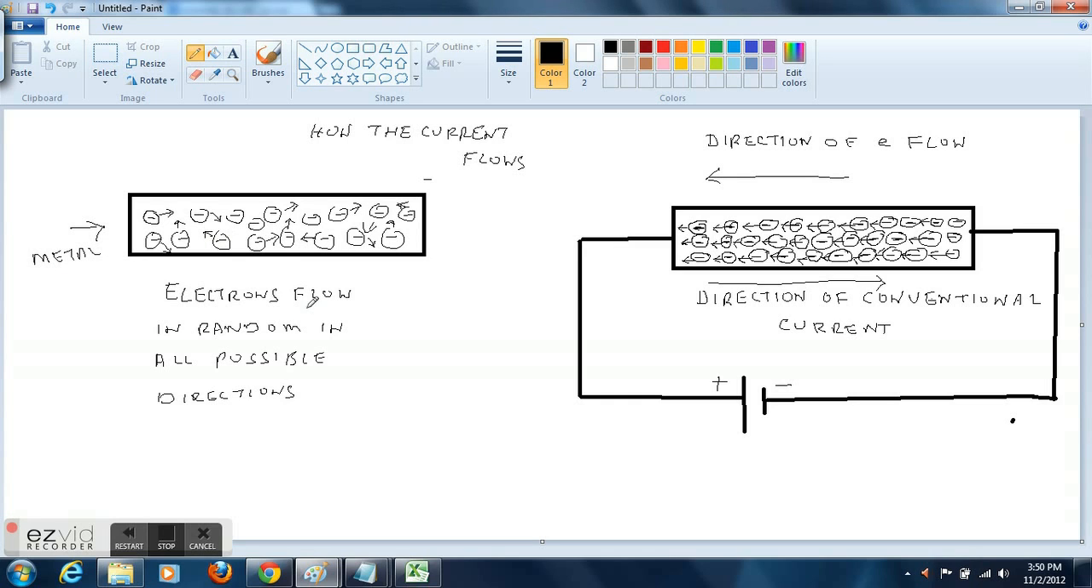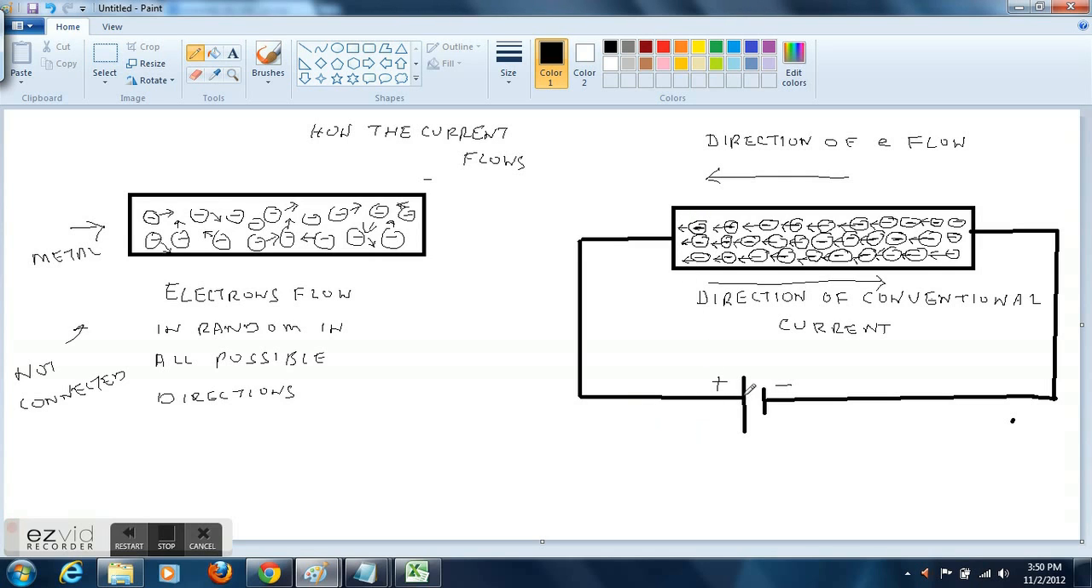When it is not connected to any external power source like a battery or anything, the electrons, which generally move freely in a metal or a conductor, will be moving in all possible directions randomly. So one electron will be moving south, one will be moving west. There will be no proper movement of electrons. They will be moving in random.